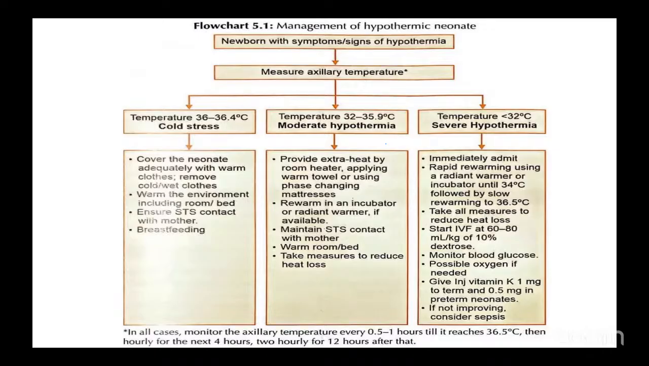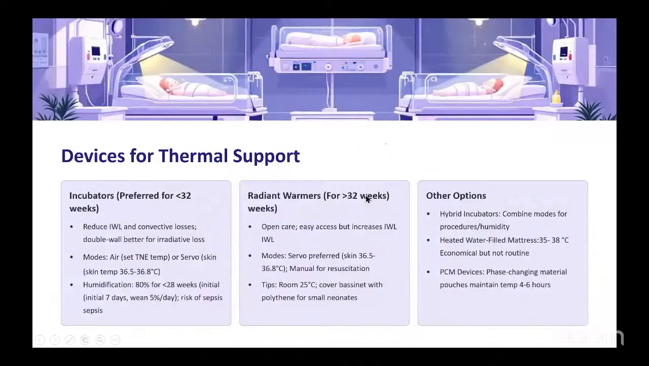And if the patient is not improving, like the previous speaker said, you may need to consider the possibility of sepsis. In all cases, monitor the axillary temperature every half an hour to 1 hour till it reaches the normal temperature of 36.5. Then continue monitoring these babies hourly for the next 4 hours, and 2 hourly for the next 12 hours. This is the most important chart in terms of how you manage a hypothermic neonate.